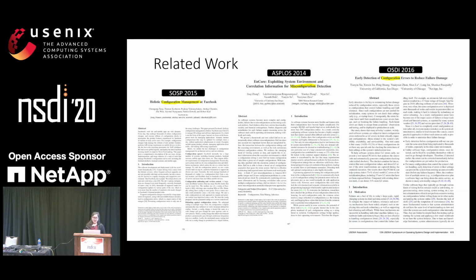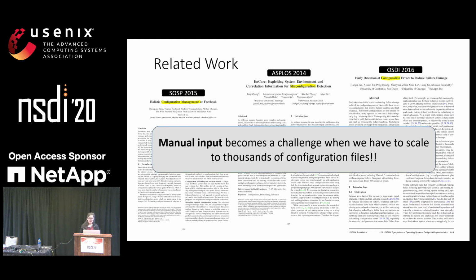The second paper at ASPLOS 2014 talks about a technique called Encore, which is used for misconfiguration detection. Here they use state-of-the-art association rule mining algorithms to detect correlations across files. But again, since the state-of-the-art association rule mining algorithms are not able to scale well with the increasing number of configuration parameters, the developers have to manually define certain templates to guide the learning process, and this becomes a challenge when new files are included in the system. So all these techniques try to solve configuration management in some or the other way, but the manual input becomes a challenge when they have to scale to thousands of configuration files.